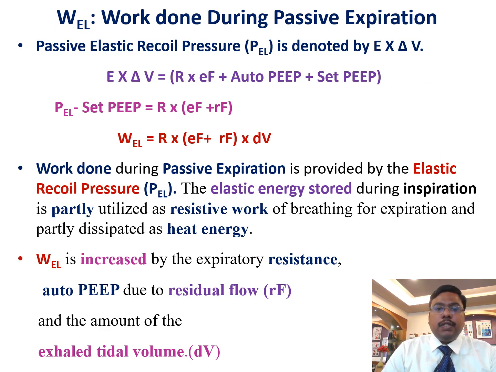Work done during passive expiration. Passive elastic recoil pressure is denoted by E into delta V. So work done during passive expiration is provided by the elastic recoil pressure. Elastic energy stored during inspiration is partly utilized as resistive work of breathing for expiration and partly dissipated as heat energy. So elastic work during expiration is increased by the expiratory resistance, auto PEEP due to the residual flow and the amount of exhaled tidal volume.